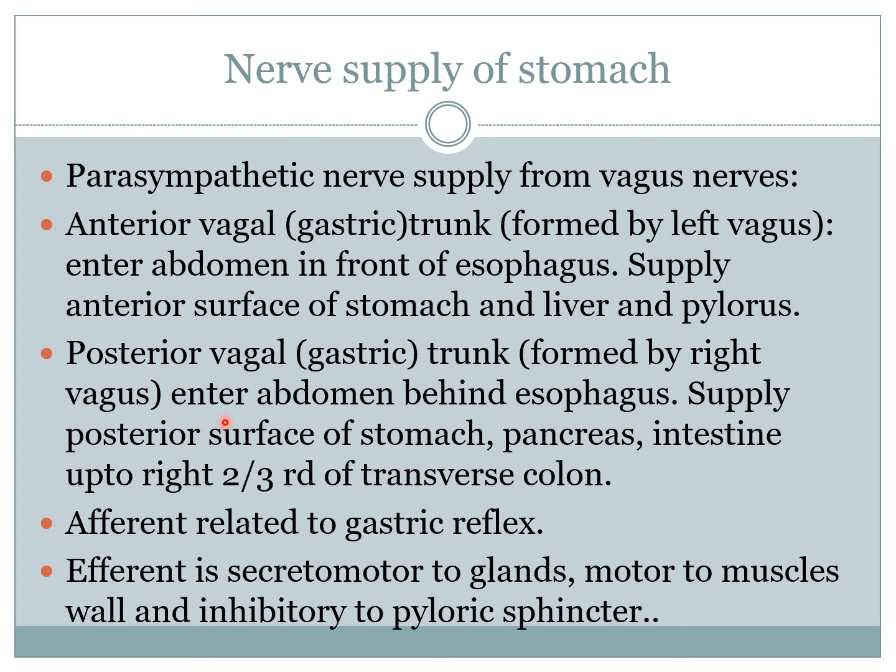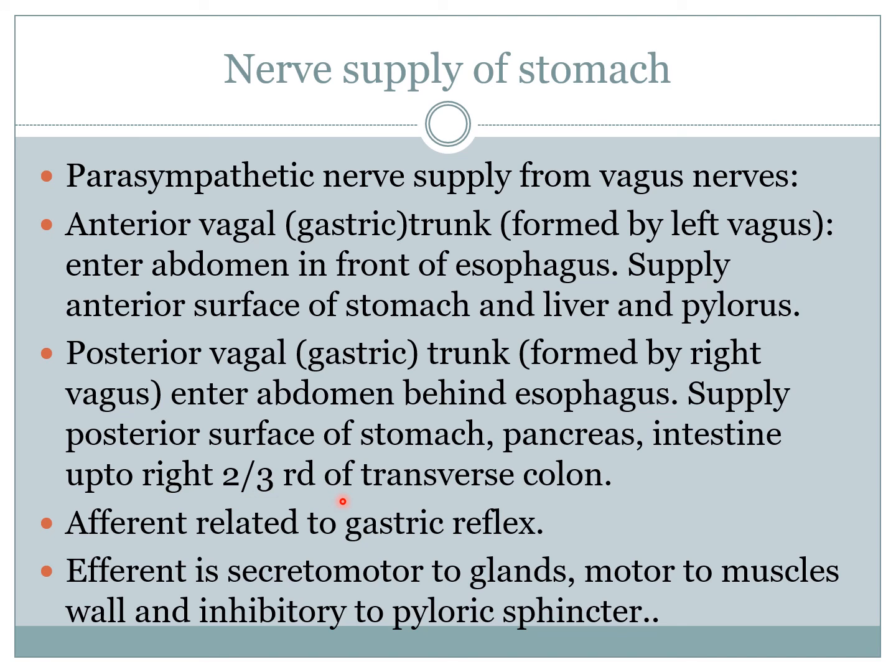So the parasympathetic nerve supply is the vagus nerve. We call it the anterior vagal or gastric trunk, formed by the left vagus. It enters the abdomen in front of the esophagus and supplies the anterior surface of the stomach, liver and pylorus. The posterior vagal or gastric trunk arises from the right vagus. It enters the abdomen behind the esophagus and supplies the posterior surface of the stomach, pancreas, and intestine up to the right two-thirds of the transverse colon.